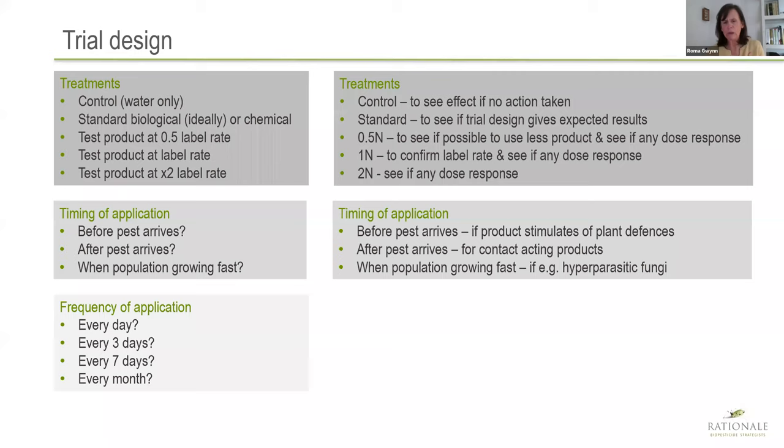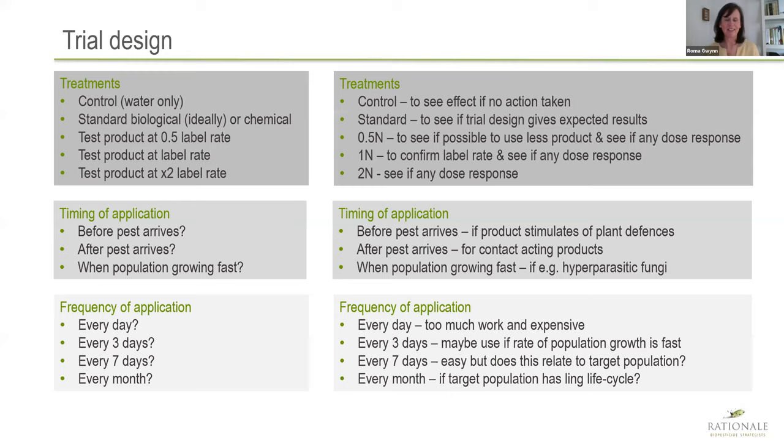Well, every day is just way too expensive, and it's too much work, and no one wants to have to do that. And I know everybody loves every 7 days, because it means you can set a nice project plan and the same thing happens every Monday, you go out to your field and you spray. But actually, if the population is growing really fast, the insects don't know that you like working on a Monday. The insects are just growing. And so maybe when your population is growing fast, you need to shorten your interval.